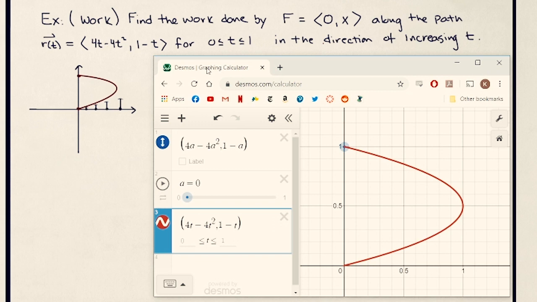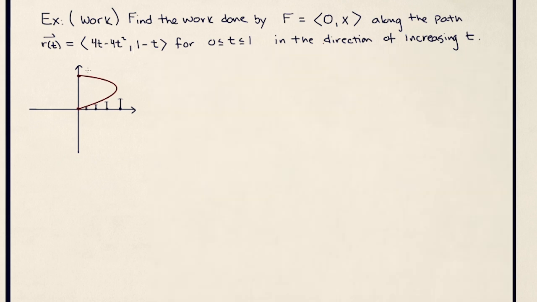When you plug time 0 in, you get the x coordinate is 0 and the y coordinate is 1, and then as time moves on, the particle will move along the parabola, and then at time 1 the particle will be at 0, 0, moving in this direction as t increases.